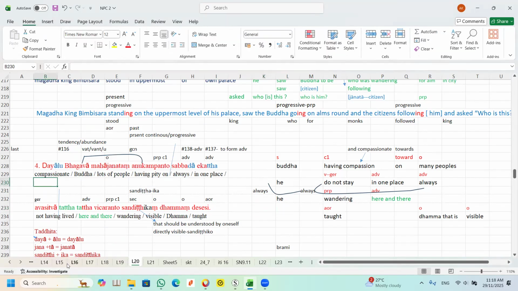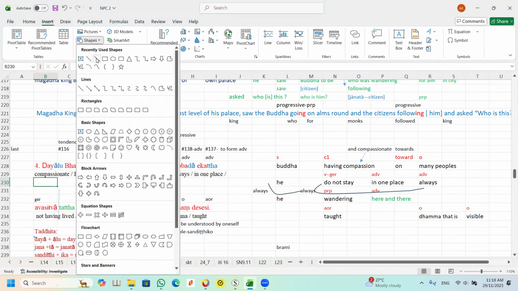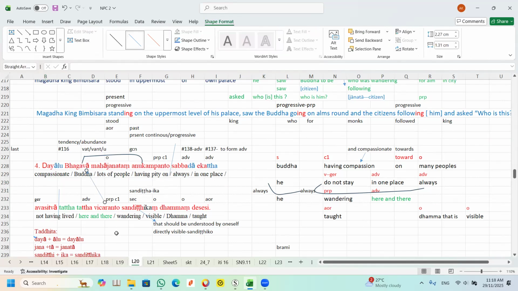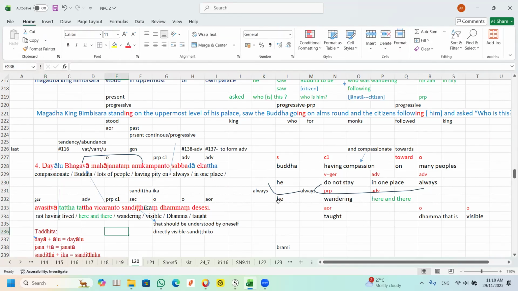Okay. Now, can you see here? This one agrees with this one because it is the same case. Even though they are far apart, these are the same case. That means it's talking about the Bhagava. So we use "he" again, for subject and verb. He, wandering, because this is a present participle. And then this is an adverb: here and there. Wandering here and there. So this is finished.